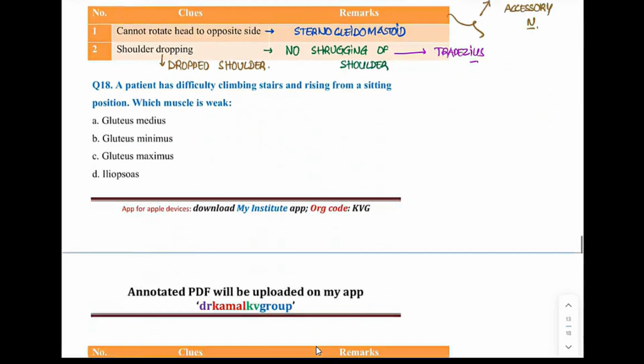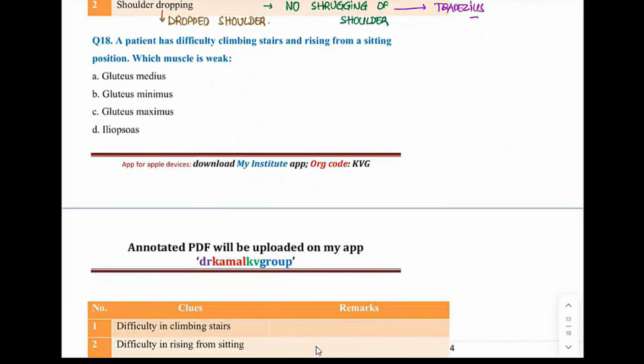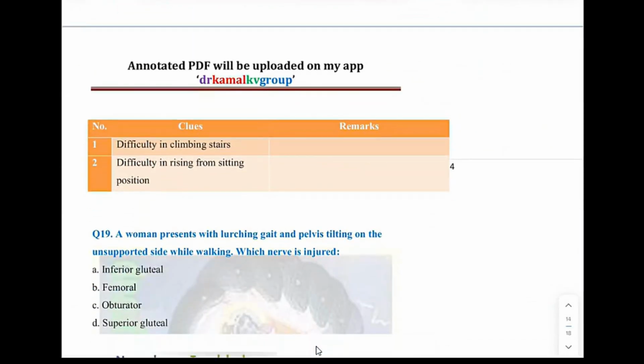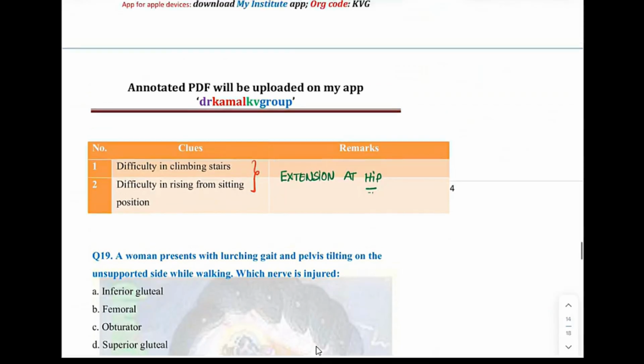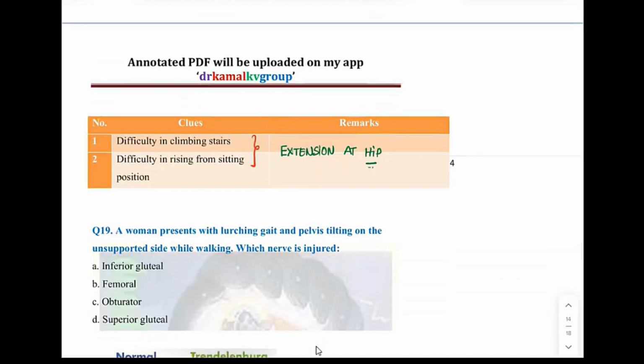The next question, a patient has difficulty in climbing stairs and rising from sitting position. Now this clue is very important, rising from sitting position. Now what happens here, whenever we are doing these activities, the movement which is taking place at hip is actually extension. So there is extension at the hip. Now the patient is having difficulty in doing these movements. It means there is difficulty in extension.